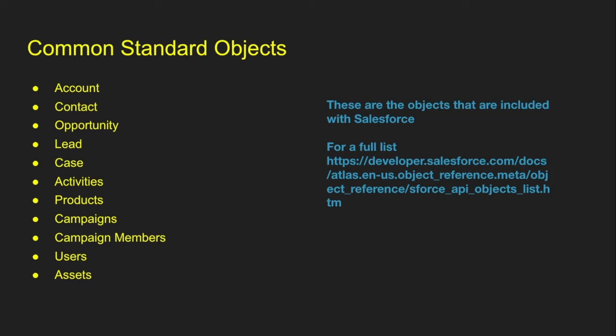Users, those are the people that log in. So you yourself as admin are a user. Then assets are products that that company or account owns. So assets look up to accounts. By default, they also can have relationships to opportunity products as well.